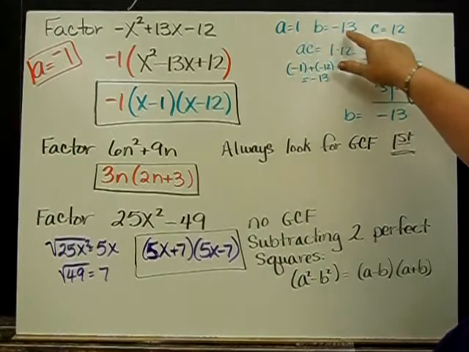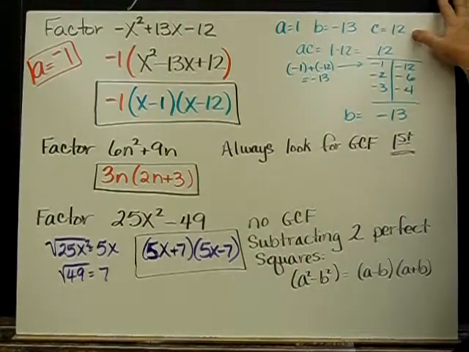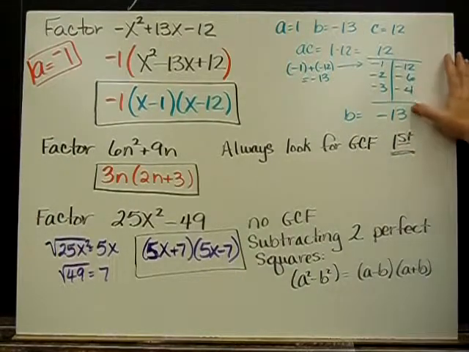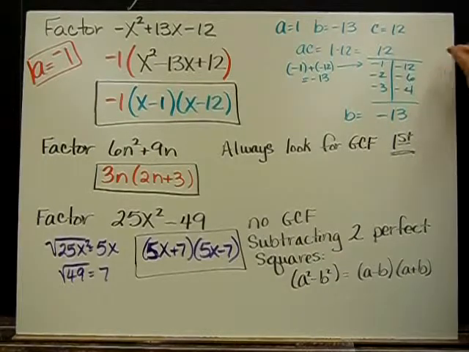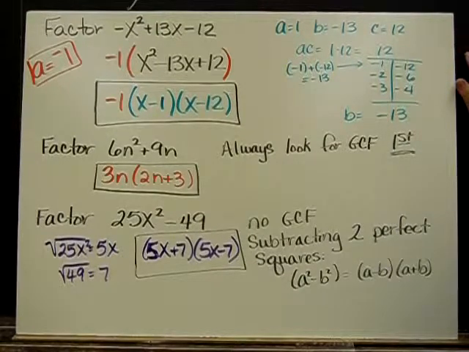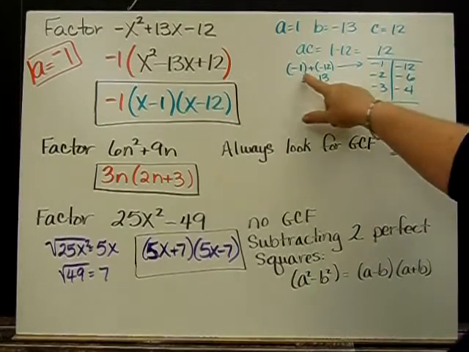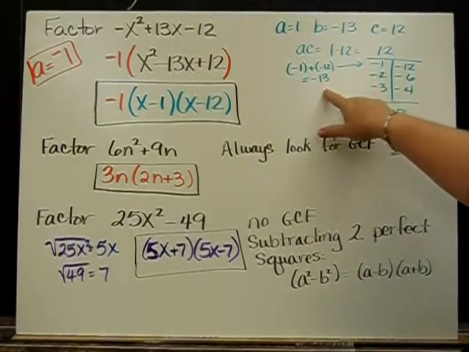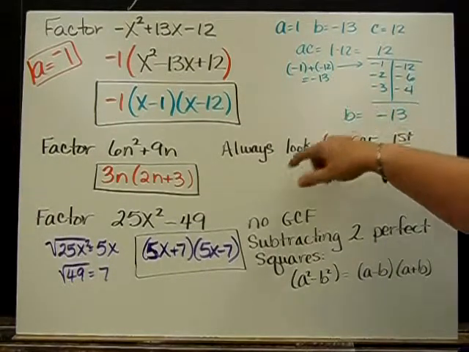So a is 1, b is a negative 13, c is 12. AC is 12, b is a negative 13. Negative 1 and negative 12, negative 2 and negative 6, and negative 3 and negative 4 are the factors that will give us a positive 12. And then negative 1 plus negative 12 will add up to a negative 13.